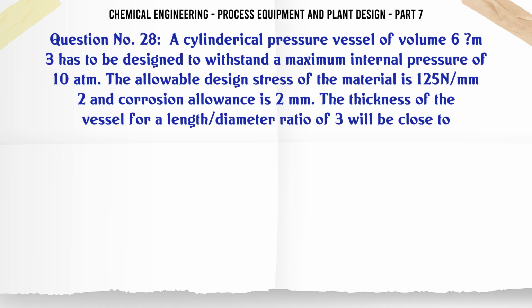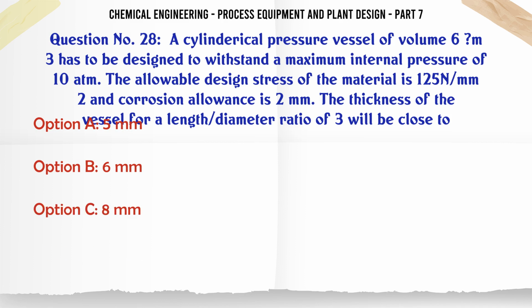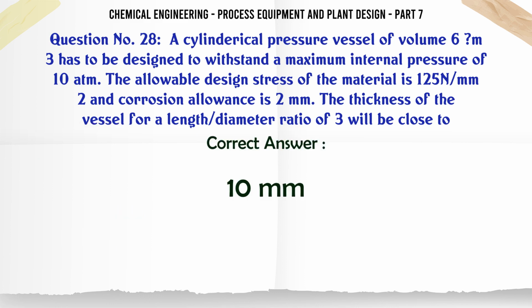A cylindrical pressure vessel of volume 6 m3 has to be designed to withstand a maximum internal pressure of 10 atm. The allowable design stress of the material is 125 N/mm2 and corrosion allowance is 2 mm. The thickness of the vessel for a length to diameter ratio of 3 will be close to A 5 mm, B 6 mm, C 8 mm, D 10 mm. The correct answer is 10 mm.